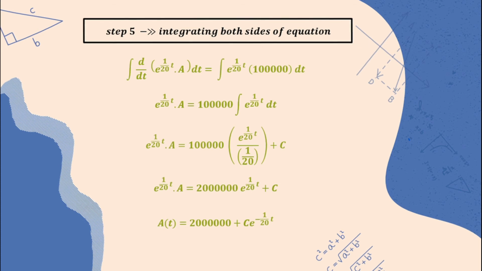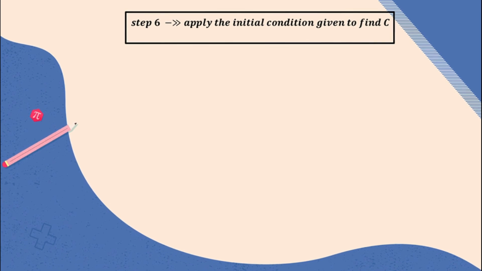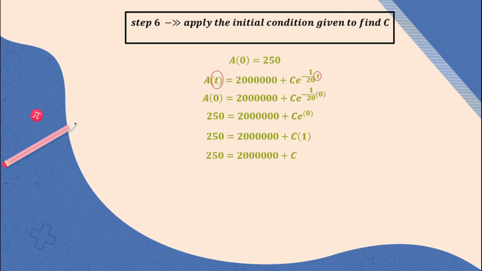over 20t. For the final step, you need to apply the initial condition given, which is A naught equal to 250, in order to find the amount of C. From the previous calculation, we get A(t) equal to 2 million plus C multiplied by e to the power of negative 1 over 20t. Now, substitute the t with 0, and then solve the equation until you get the amount of C.